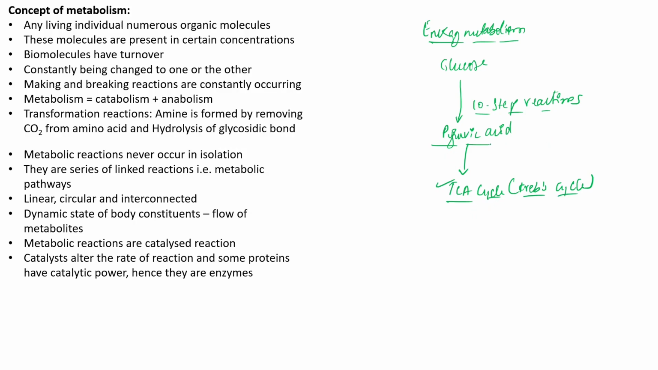So we can say that pyruvic acid is a molecule involved in linking one type of metabolic reaction with the next type of metabolic reaction. It is a linking molecule. The process of breaking down glucose into pyruvic acid stops, but the fate of this pyruvic acid ultimately depends upon whether there is presence or absence of oxygen. And if there is oxygen, then it will enter the next cycle, that is the TCA cycle.